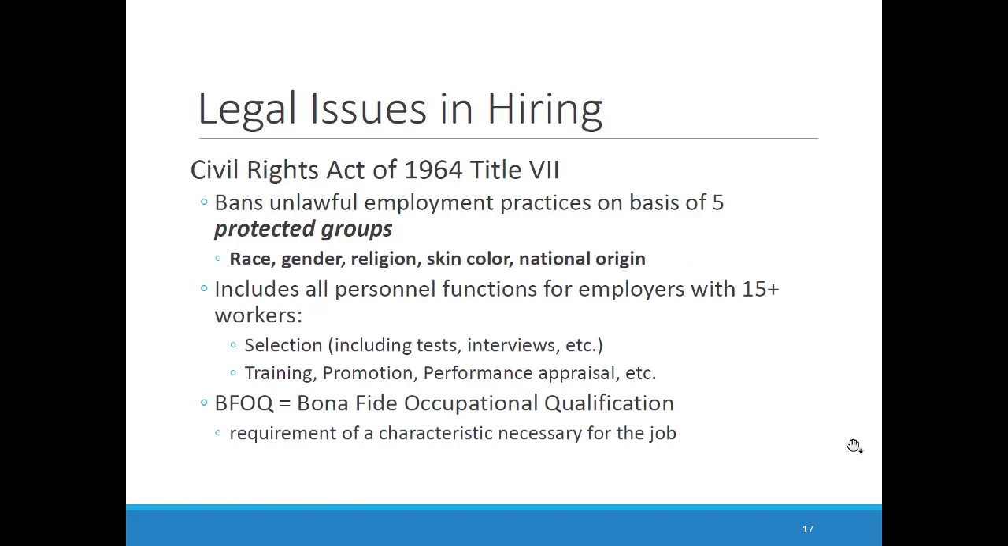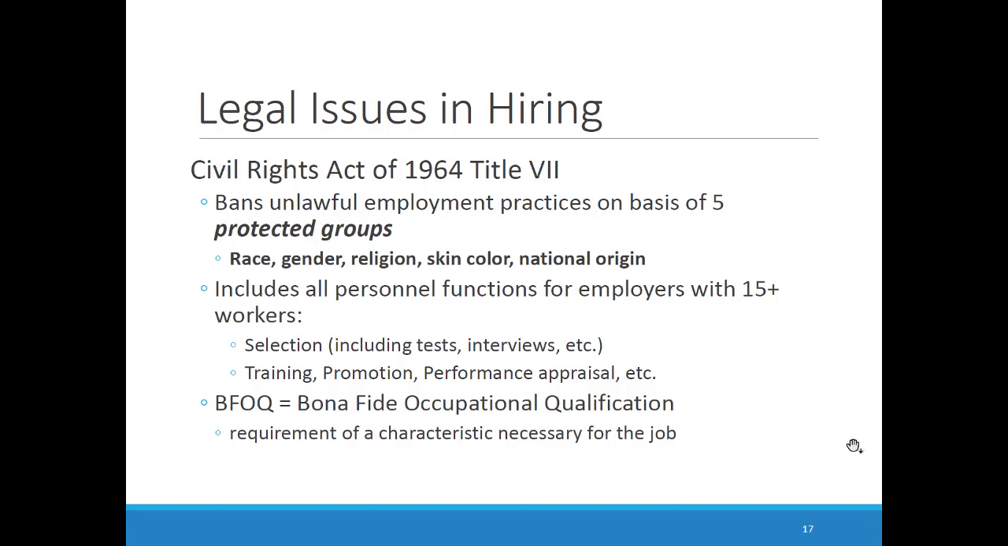So let's talk about the Civil Rights Act, Title VII. And this was an act that was passed in 1964, and it has to do specifically with employment practices. So the Title VII part of it has to do with the employment practices. This act bans unlawful employment practices on the basis of 5 protected groups that I just mentioned. These, again, are race, gender, religion, skin color, and national origin.